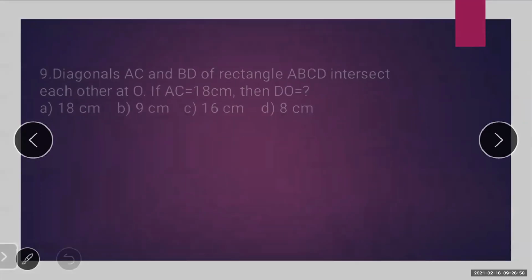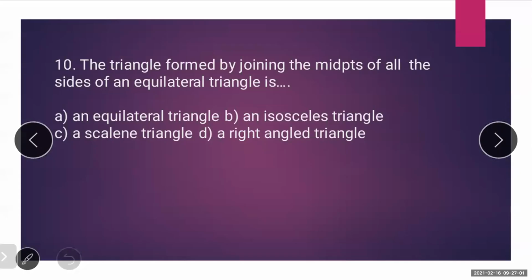Okay, now the next question. The triangle formed by joining the midpoint of all the sides of an equilateral triangle is dash. Okay, now equilateral triangle. Here it is given equilateral triangle. Again, this is a different type of question. Equilateral triangle means what? All the sides are equal. All the three sides are equal in length.